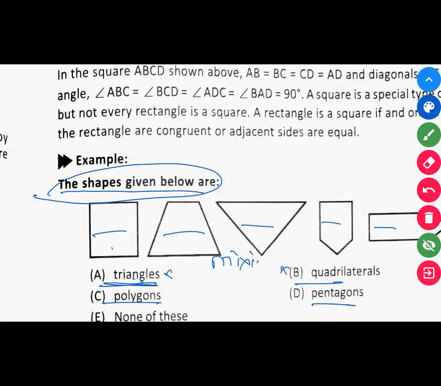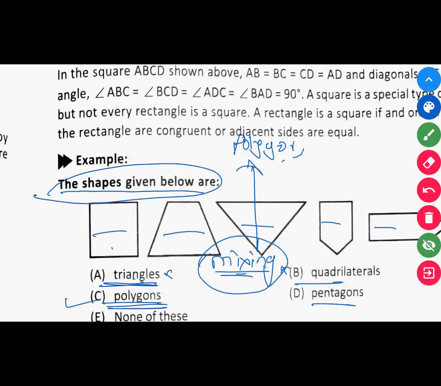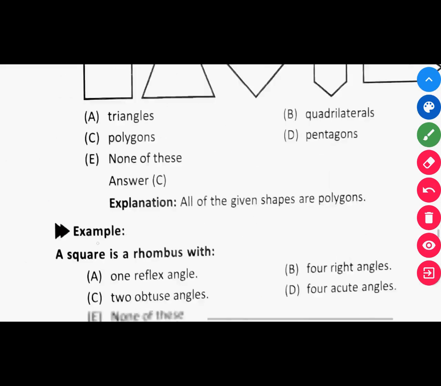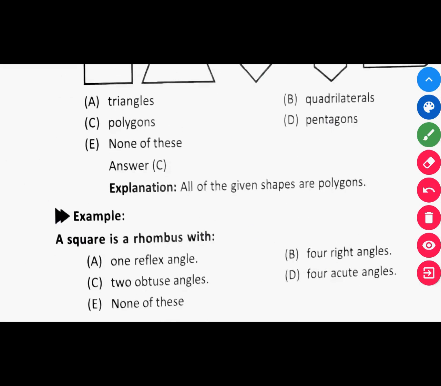It is the mixing of all the types. And all the types' grandfather is who? Polygon. Because they are all types of polygons. So our answer is polygon. Okay. Because triangle can be polygon, square can be polygon, pentagon can be polygon. So our answer is polygon.